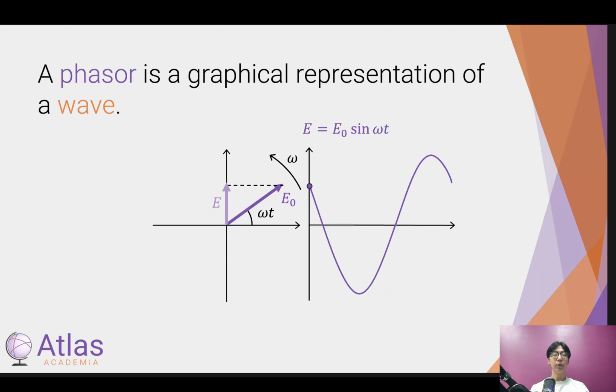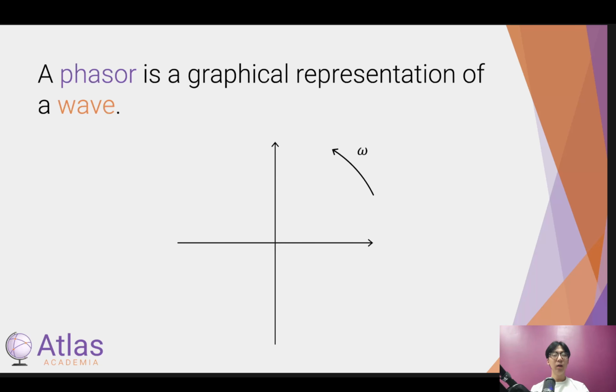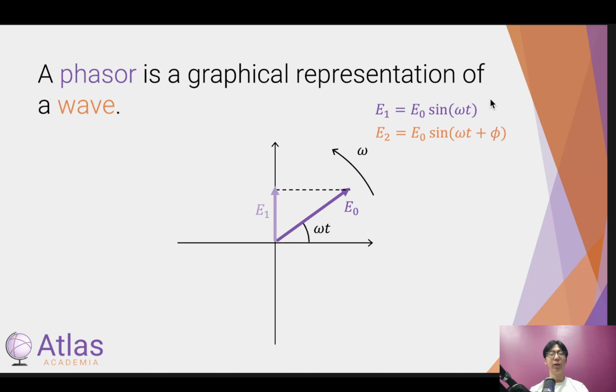Okay, so let's try to solve a problem now. I want us to consider the wave E1, which has the exact same equation as before, and I'll plot it on the phasor diagram. And I want us to consider another wave E2, but this wave has a relative phase difference of phi to the first wave. And critically, it also has the same angular frequency, and in all the problems that we're going to do using this method of phasors, we have to assume that all of the waves that we're working with have the same angular frequency.